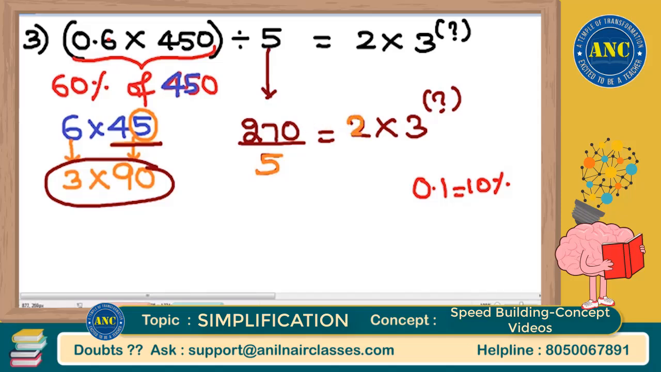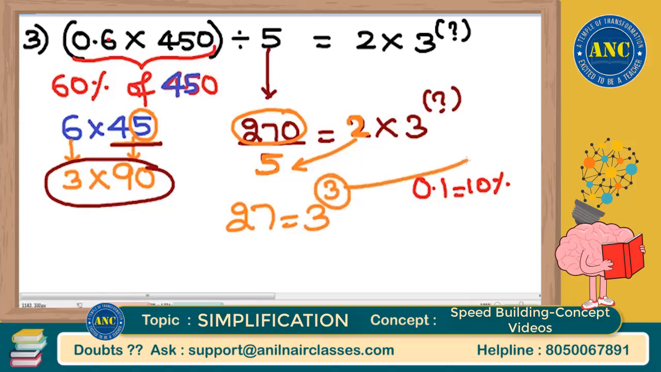So shift this 2 on the right hand side to the left hand side. It becomes 5 into 2. 5 into 2 in the denominator will become 10. 270 divided by 10 is 27, which is equal to 3 power question mark. In place of the question mark I have 3. The answer for this question is 3.